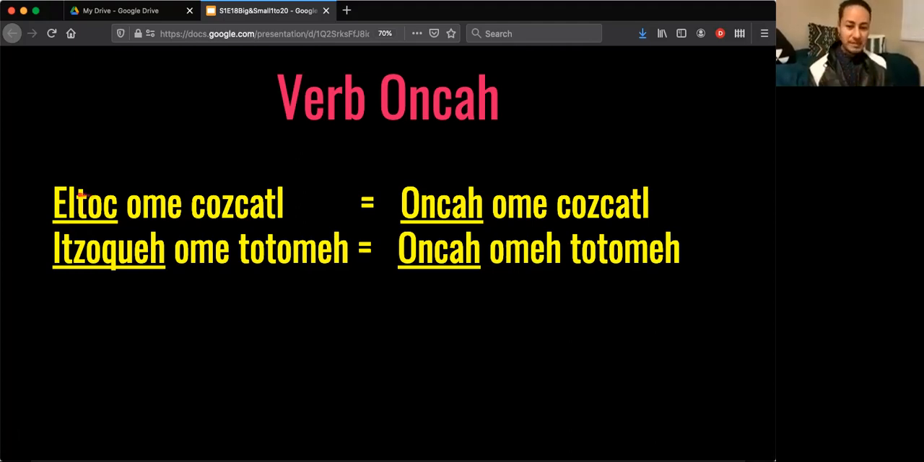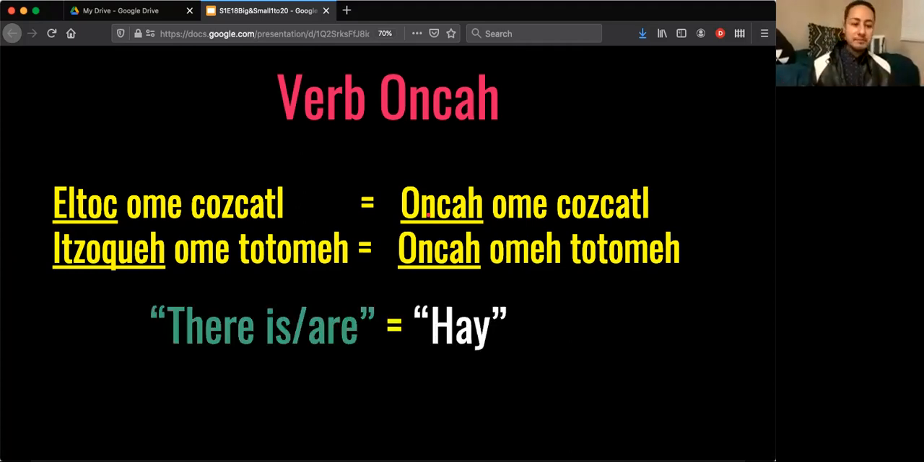We're using the verb eltok because this word koskatl is inanimate. And then you remember if we have something animate like those birds, we would have said itztoke ome totome. Two birds are in a location, or there are two birds. But with this verb onka, it still means there is or there are, but it can be used with either animate or inanimate. It doesn't matter with onka. So you could say onka ome koskatl, there are two necklaces, or you could say onka ome totome, there are two birds. So basically onka is the verb form of there is, like this thing exists.